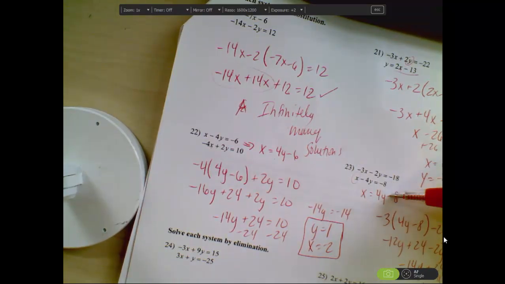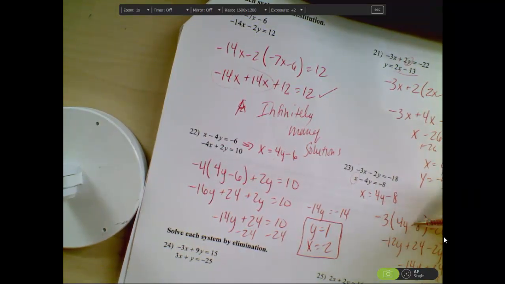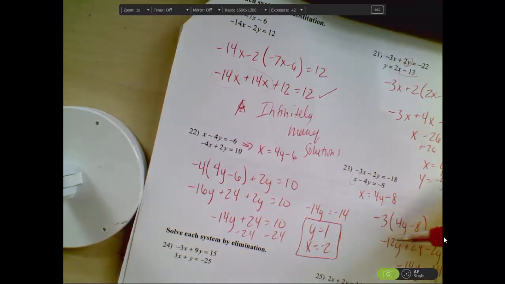X equals 4y minus 8. Negative 3 times 4y minus 8 minus 2y equals negative 18. Negative 12y plus 24 minus 2y equals negative 18. Negative 14y. I must have added negative 18 and negative 24 is negative 42.